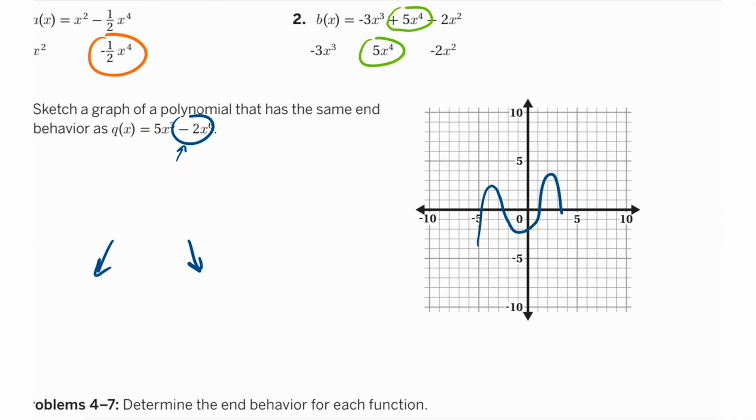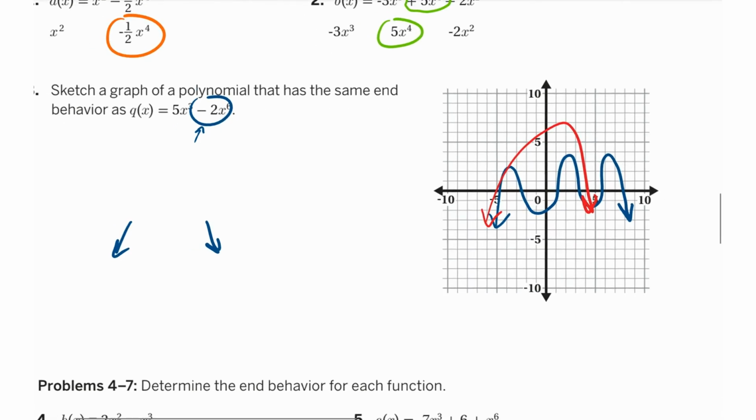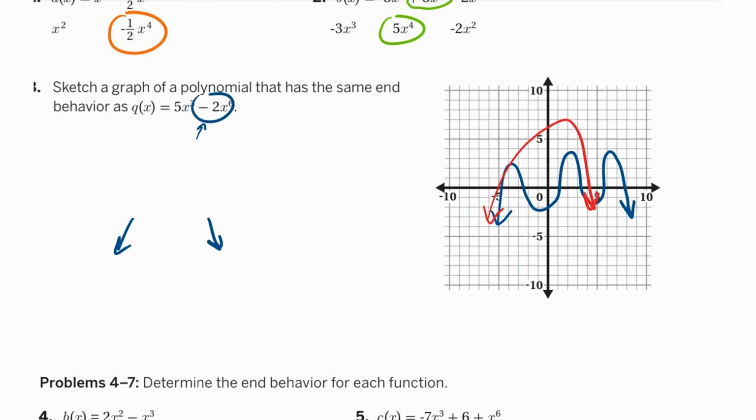If you want to have it looking like this, great. If you want it to look just like something we've seen before, like a parabola, great. If you want to do something like an absolute value function, great. As long as the left and the right side are both pointing down, that would be a polynomial that has the same end behavior as this. Actually, it said polynomial, so absolute value, I can't do that one. But the quadratic is a polynomial, and the dark blue one that I drew there is a polynomial as well.